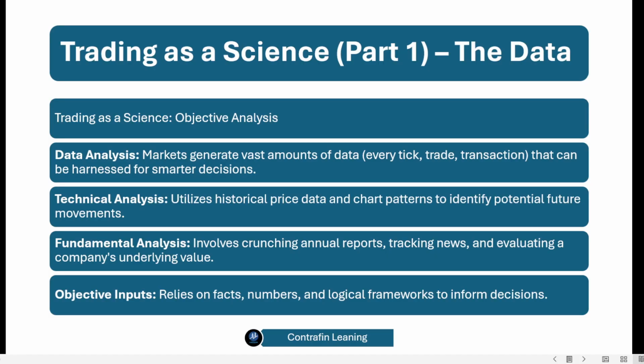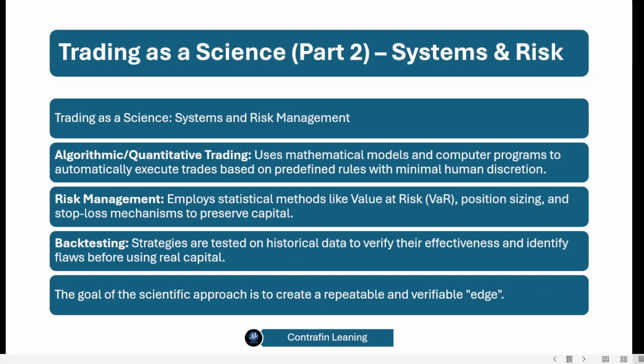So, trading as a science, part one: the data. Trading as a science, part two: system and risk. So first, what we understood was that it's a huge amount of data that we are analyzing, and we are taking decisions based on that. So this is how it is a science. Part two is system and risk.